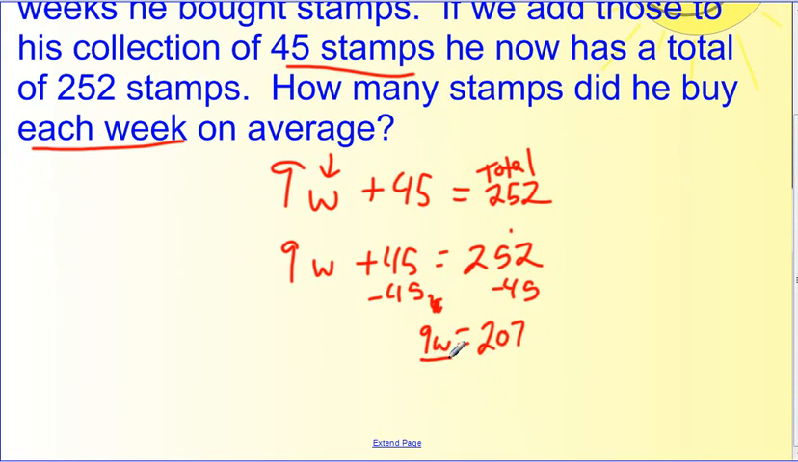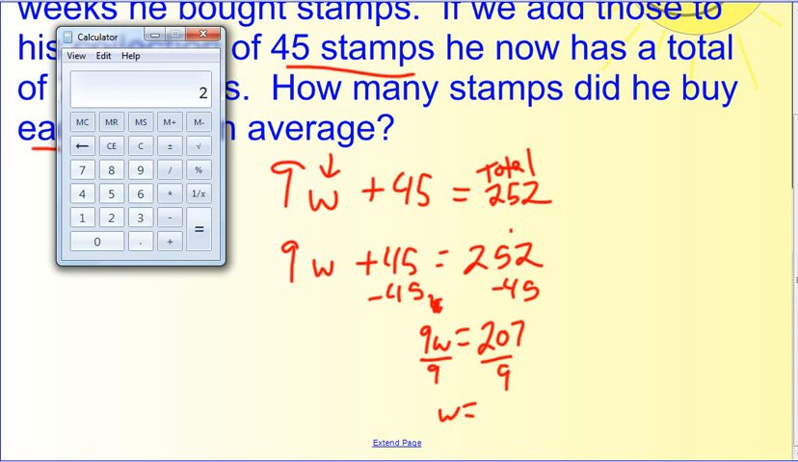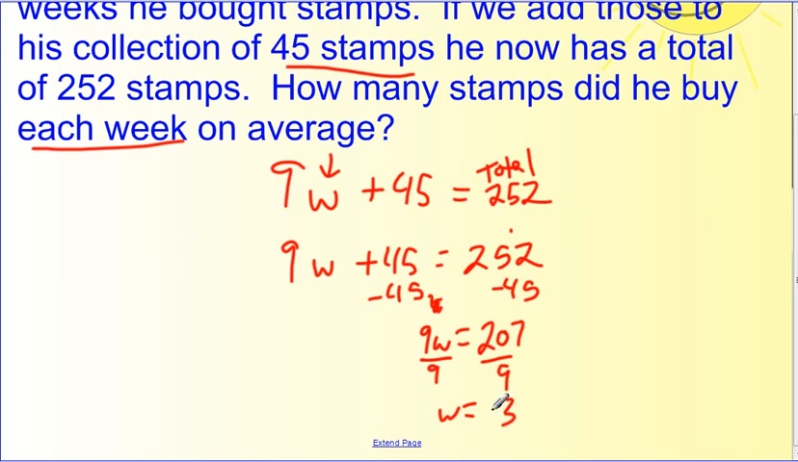Divide both sides by 9. W equals 207 divided by 9, which equals 23. So each week he bought 23 stamps.